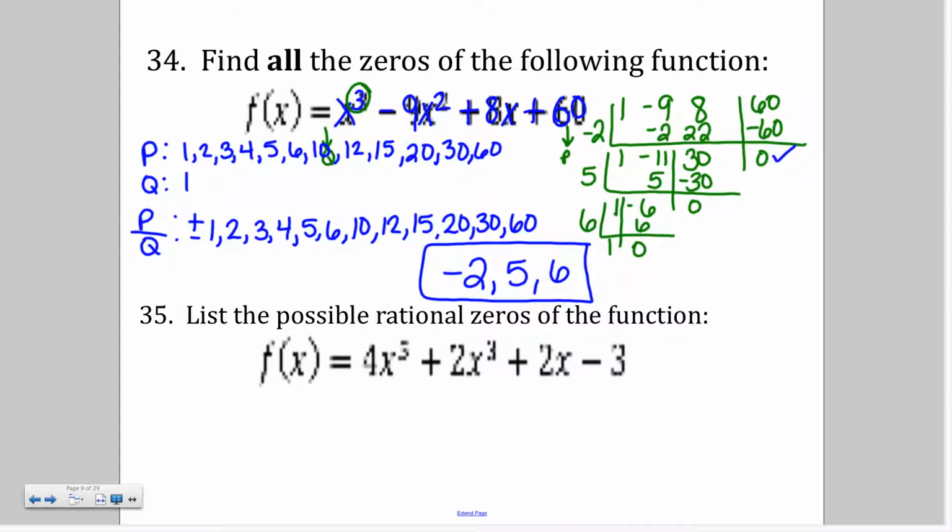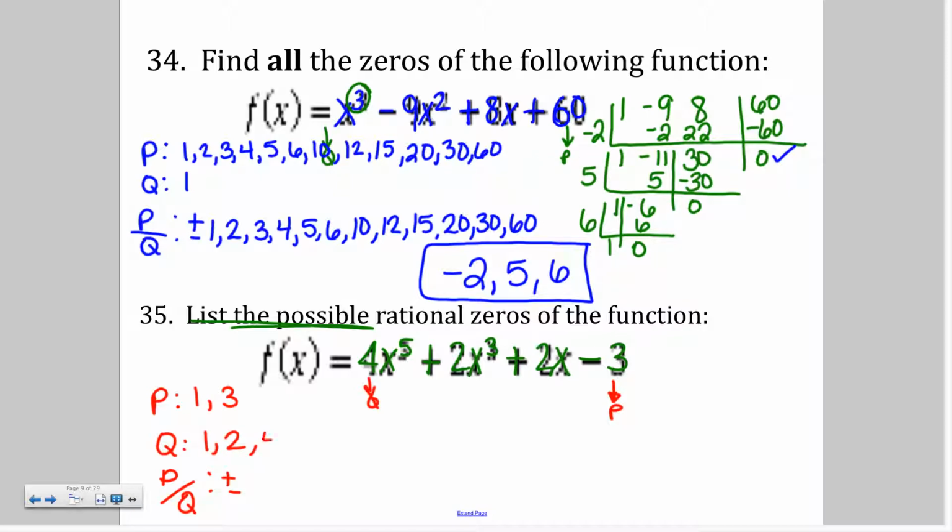All right, number 35. You've got 4x to the 5th plus 2x cubed plus 2x minus 3. Now, this just says list all possible. It doesn't say find all, right? So we're just doing p over q. So remember, p over q is going to be plus or minus. This is my q. This is my p. So my factors of p are 1 and 3. My factors of q are 1, 2, and 4.